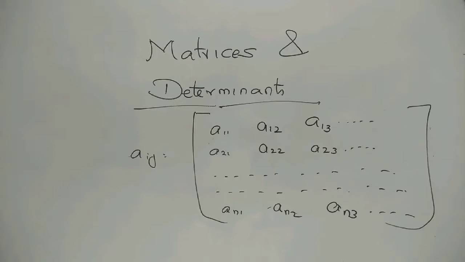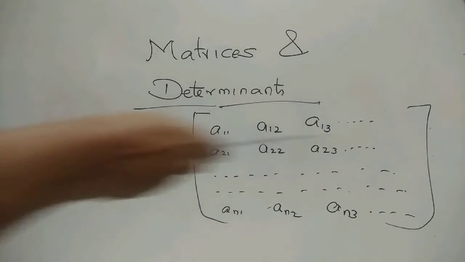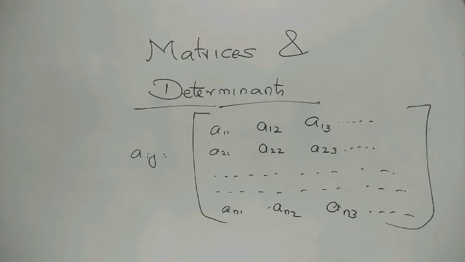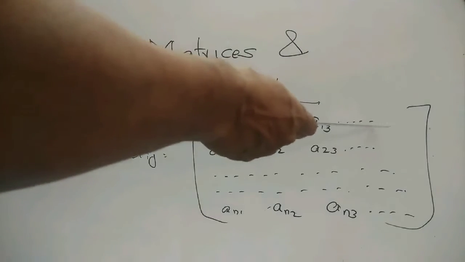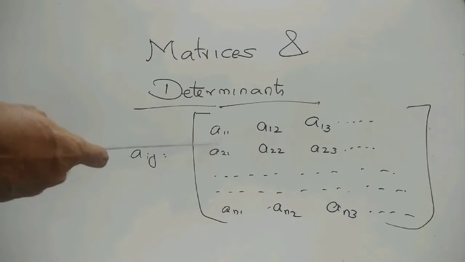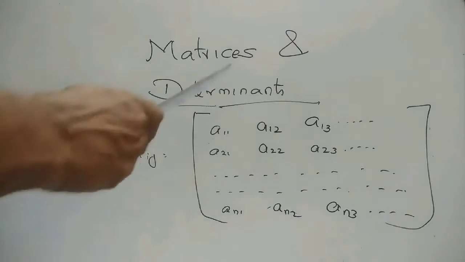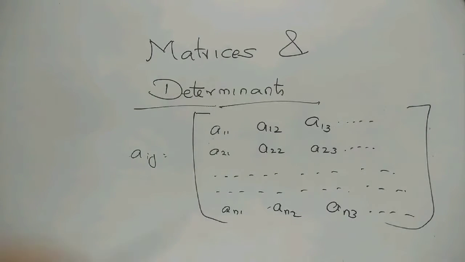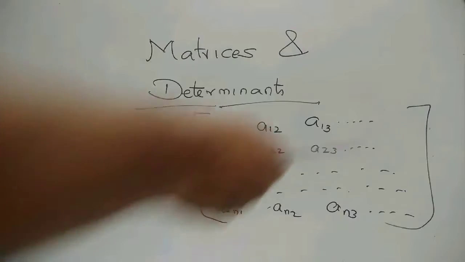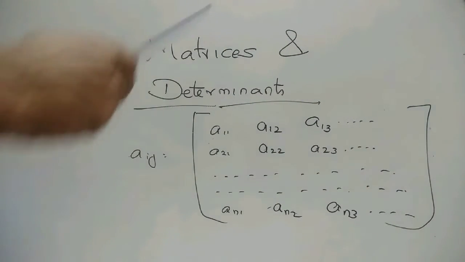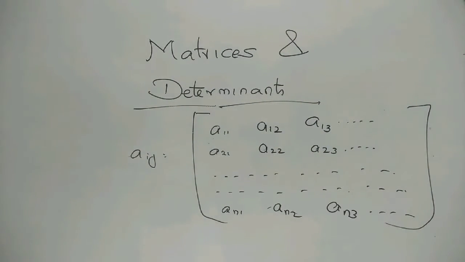So it's simply a rectangular arrangement of some numbers, horizontally as well as vertically. The horizontal lines are known as rows. The vertical ones are called columns. This is a row, the horizontal one, and this one, the vertical one, is known as a column.